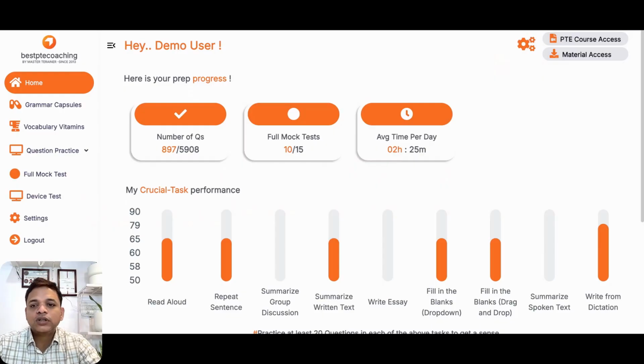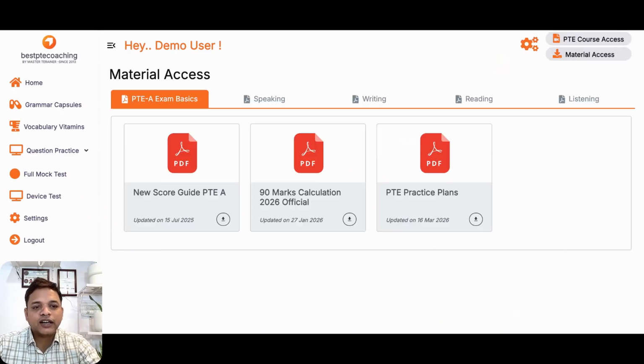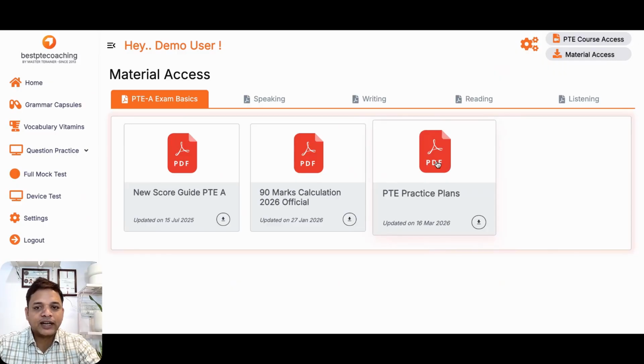The class cannot be complete if you do not know how many questions to practice, and how many per day you should practice. If you do not know all these things, the class is incomplete. Now let's look at the practice plan. You log into the practice portal. This is your dashboard. You go to material access. In the material access, you go to practice plans.